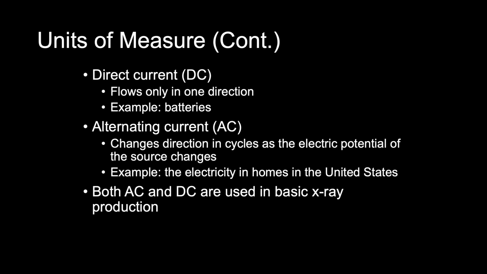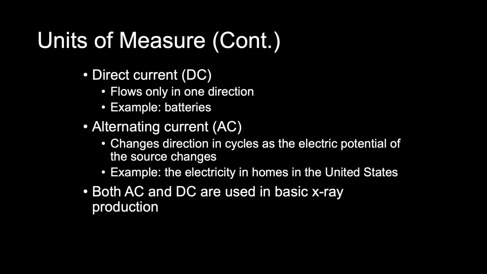The two types of current, direct current, which is DC, and alternating current, which is AC, are both important to X-ray production and should be understood by the RT. DC is a type of current that flows in only one direction, hence the name direct. A battery is a good example of that. It has a positive and negative electrode, and when placed in an electric circuit, electrons flow from the negative terminal to the positive terminal. So the current flows in the opposite direction. AC is current that changes direction in cycles as the electrical potential of the source changes.